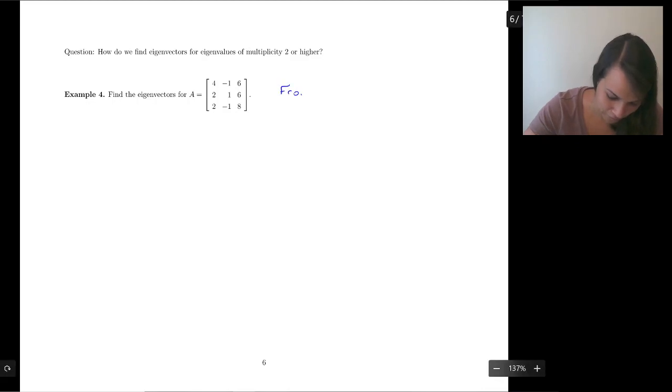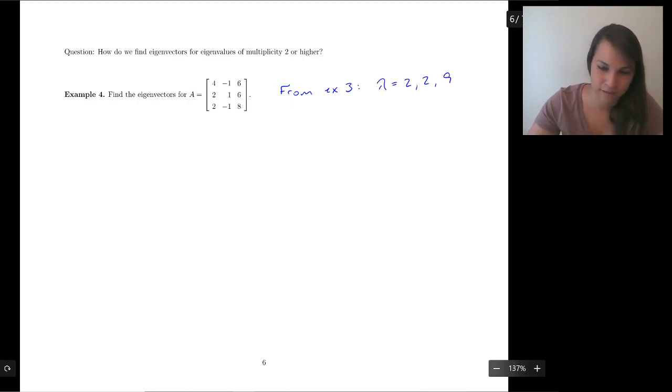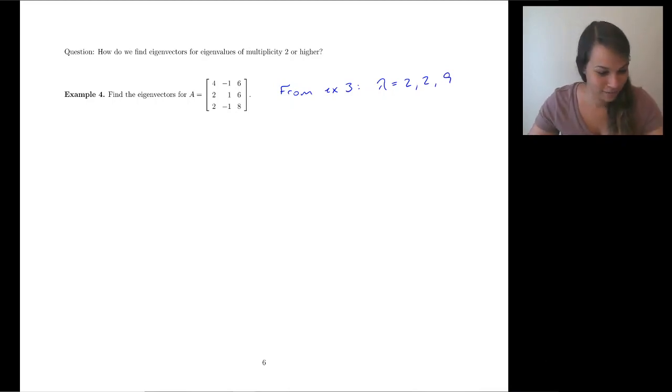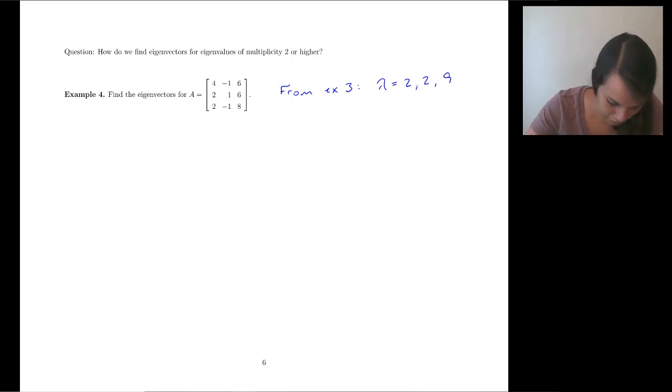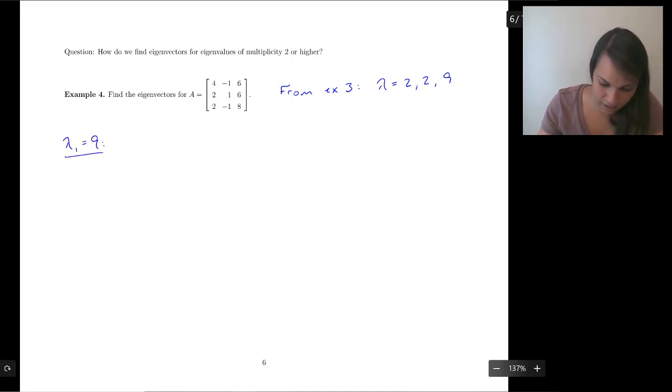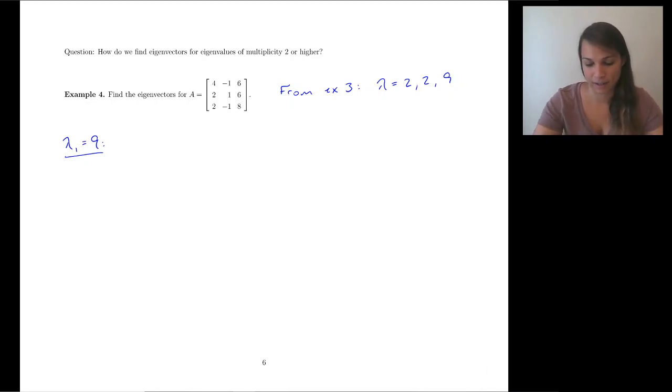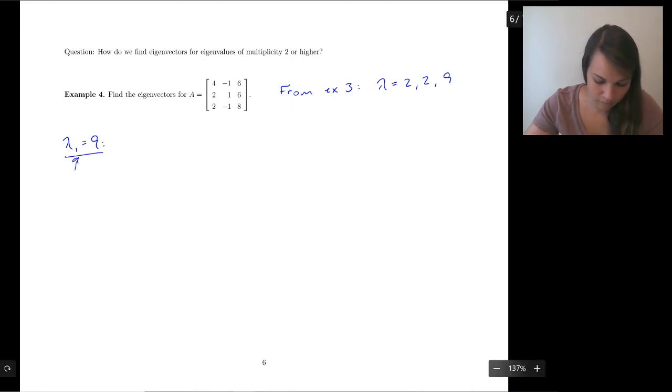So from example 3, we know that lambda equals 2, 2, and 9. So we don't have to redo that, thank goodness. Now, the convention, by the way, since you end up with a finite number of them, is to label them lambda sub 1. That way you can say v sub 1 is its eigenvector, and you can see which eigenvalue and which eigenvector match up. Okay. So that's why there's a little sub 1 on here.